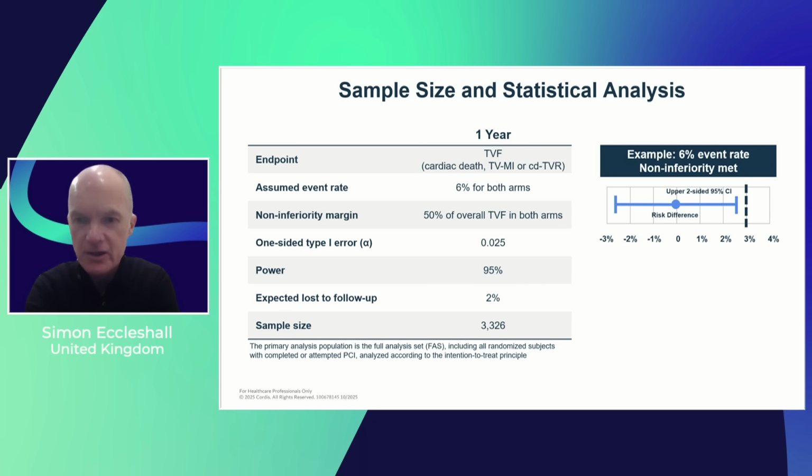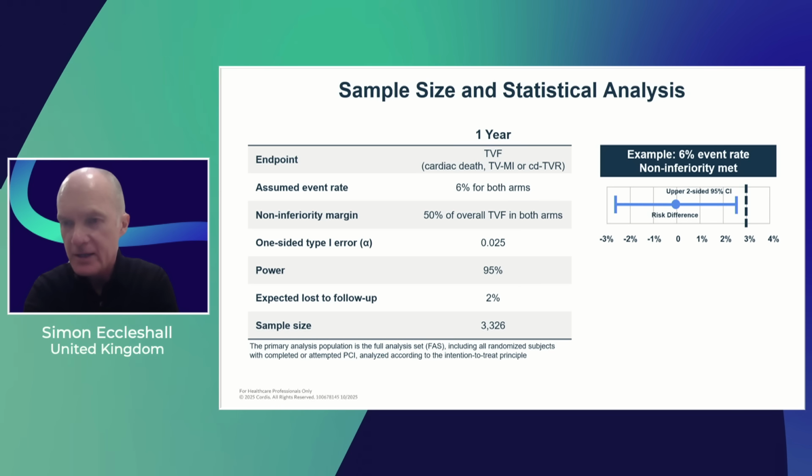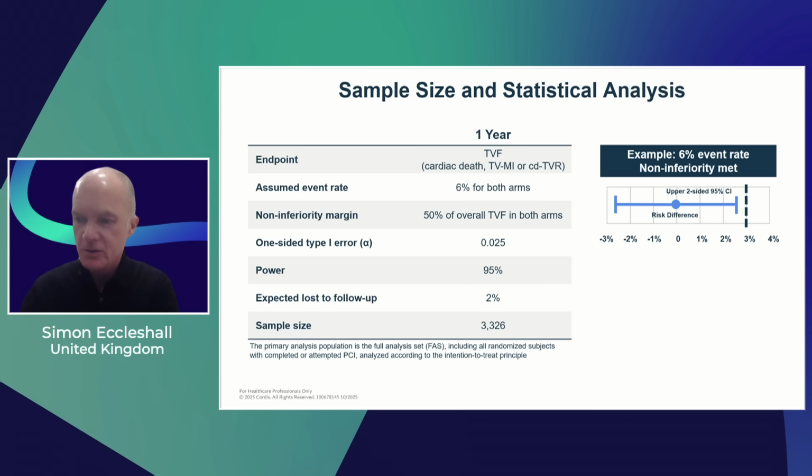If you have a fixed margin and low event rates, you run the risk and criticism of claiming non-inferiority when actually your margin is so large that non-inferiority may not actually be the case. As you can see, it was powered to 95% with expected loss to follow-up of 2%, sample size of over 3,300. So on the right is the example that if we did have event rates of 6% overall, that non-inferiority would be met if the upper-sided 95% confidence interval fell within that. But obviously that will change when we know the actual event rates.